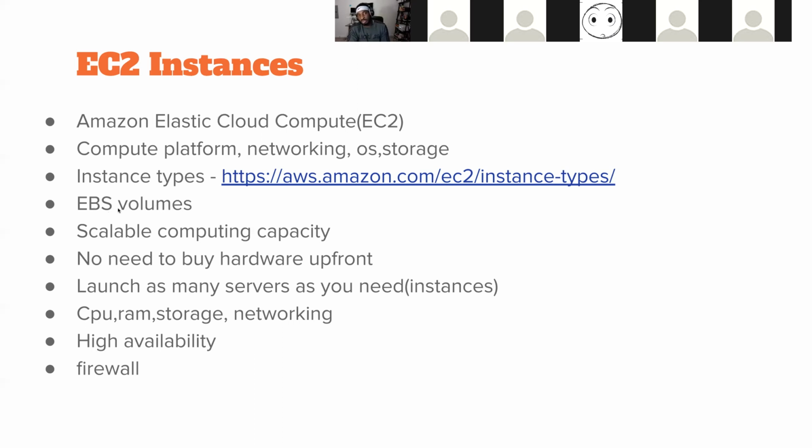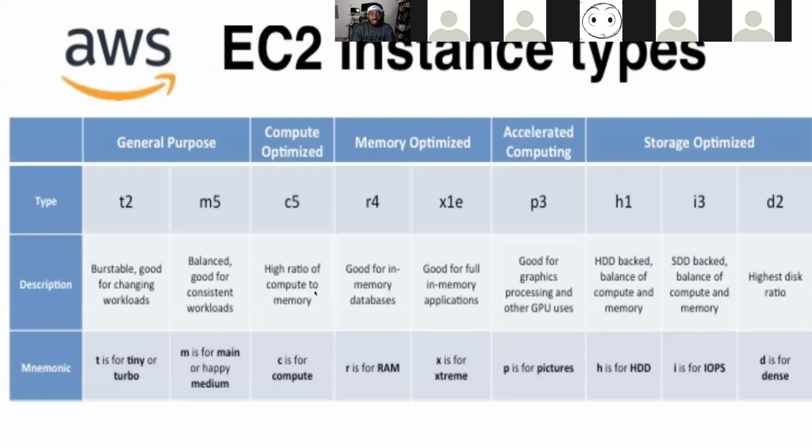So there's EBS volume. That's basically storage, right? And then you have scalable computing, so this is an advantage. There's no need for you to buy hardware upfront. You see how easy it is to bring up a system, you know, CPU, RAM, high availability. You have your firewall in the form of security groups, which you're going to see. So these are some of the major instance types that you see. We have T2. You see, it's burstable, good for changing workloads.